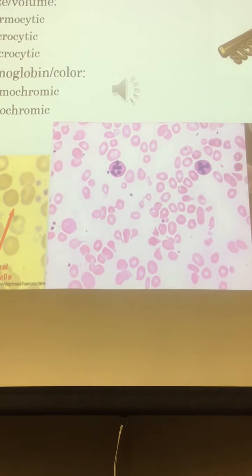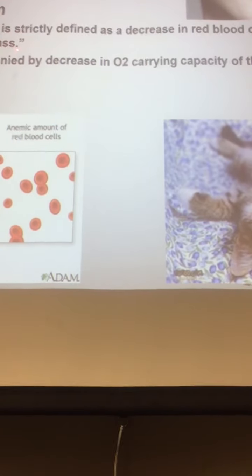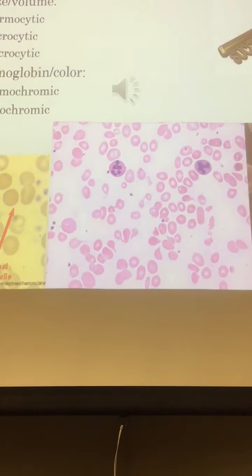Yes, ma'am? So I thought anemia was defined as the decrease in red blood cell mass. So how would macro fit into the anemia definition? Aha, that's a good question. She says anemia is strictly defined as a decrease in red blood cell mass. So she's like, well, if you got a really big red blood cell, how is that possibly an anemia? The answer is because, well, two reasons.